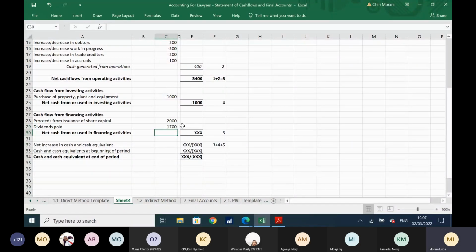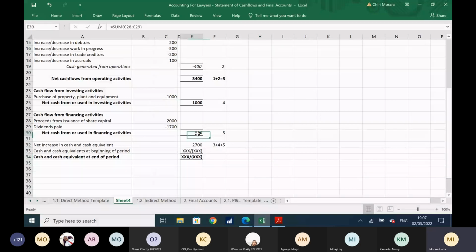You get your total of 300. So our net then is how much? It is 3,400 plus what we have for investing, negative 1,000, plus the 300 that we have here. You get 2,700, right?